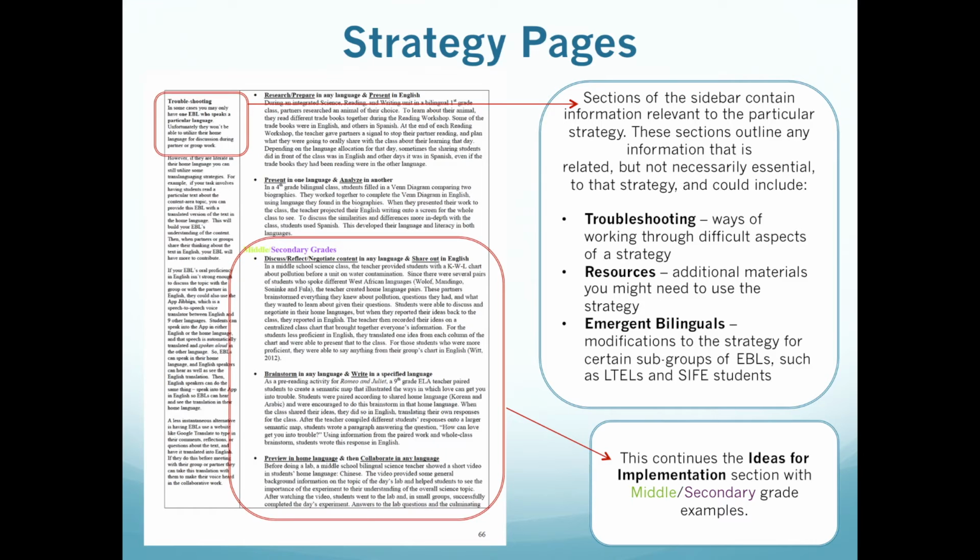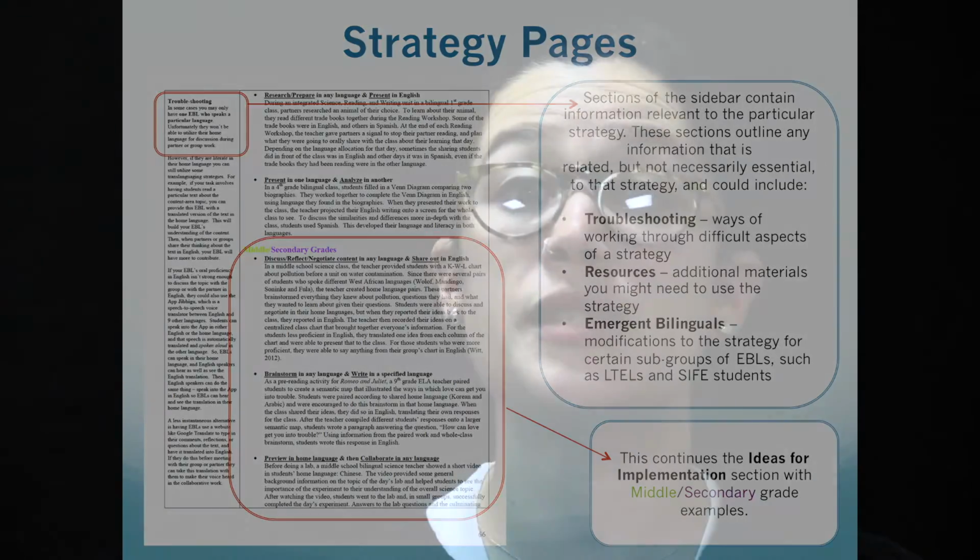And then lastly, we also have, wherever possible, included a section on emergent bilinguals, so modifications to the strategy for different subgroups of emergent bilinguals, such as long-term English learners, LTELs, or SIFE students, those students with interrupted formal education. Because those students need different things, these strategy pages are adapted in that sidebar for those students.